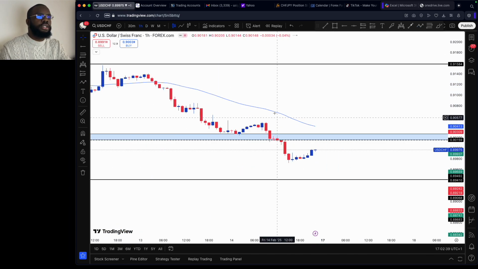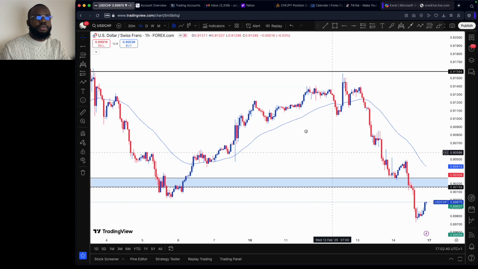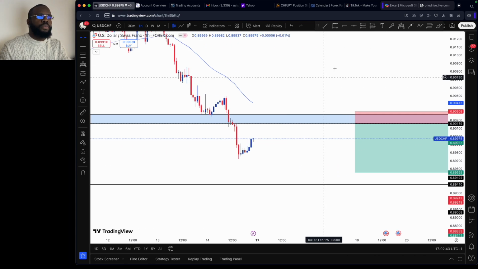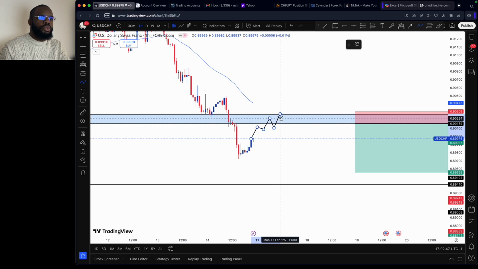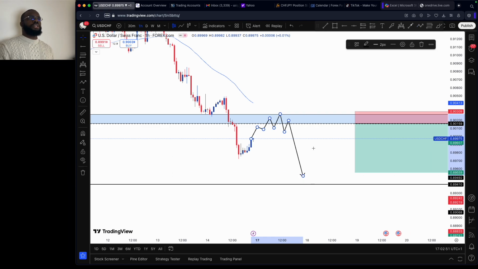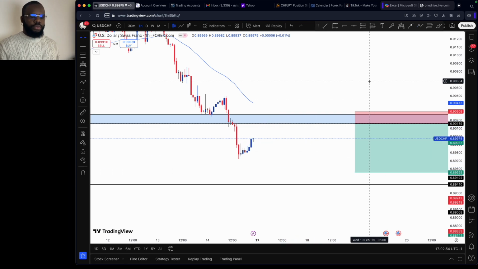And on the 1 hour, price has already started pulling back, so I'll wait for price to pull to this zone, give a shift of structure, a bearish engulfing candle, then sell down this trade, which is simple.